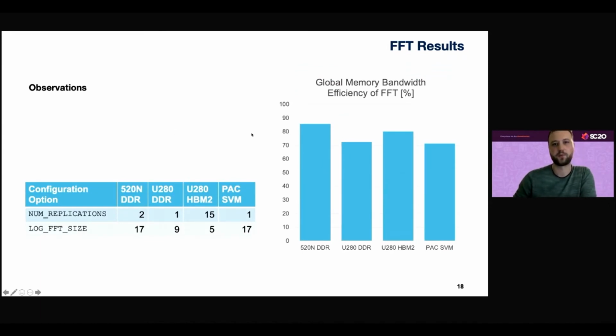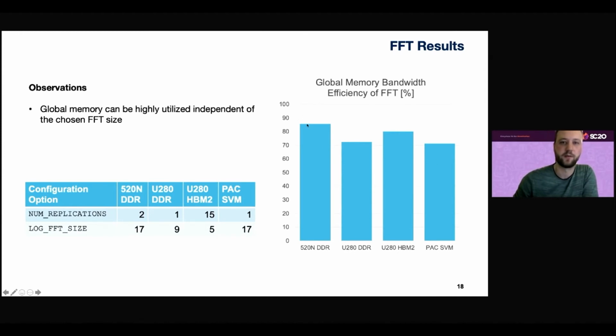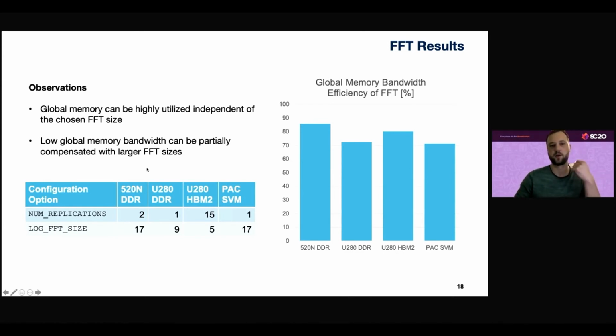What we see when we evaluate this FFT benchmark is that we get a high global memory bandwidth efficiency, independent of the FFT size we used. We have quite big FFT sizes here and a small one for the board using high bandwidth memory. Also, we are able to partially compensate a lower global memory bandwidth by just increasing the FFT size. You can see that in the configuration options. Here it shows, for the 520N board with just 4 memory banks, a much larger FFT size to utilize more resources.